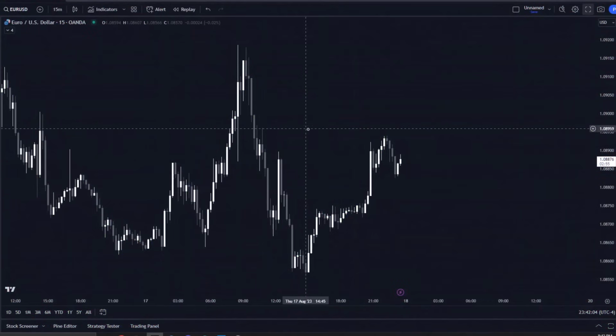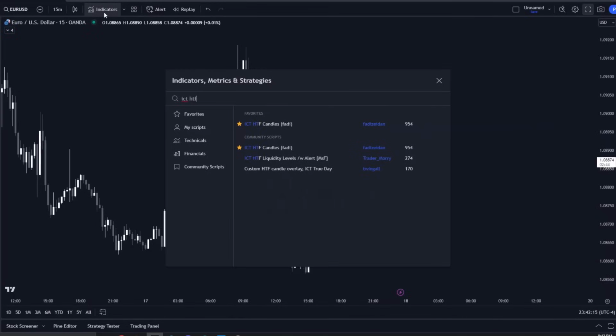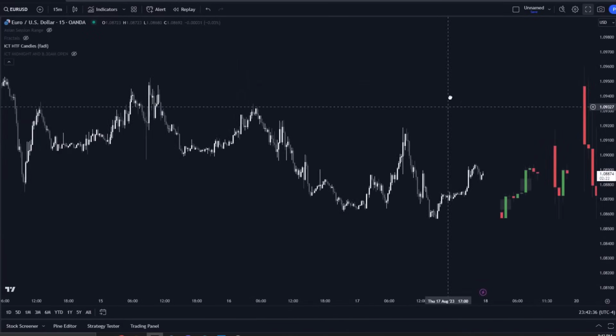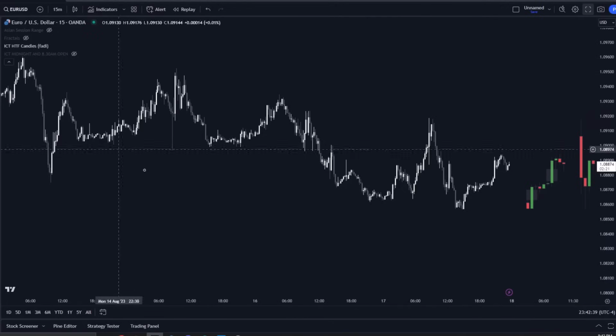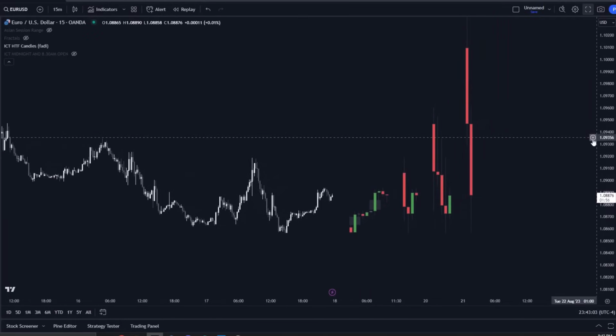Now the fourth indicator, and it's really amazing. We're going to go to the indicator and we're going to type ICT HTF, which is higher time frame candles by Fatty. Click on it. What do we see here? Basically, instead of you switching between time frames, so let's say you use 3 time frames to enter a trade, or you want to check the higher time frame while being in your entry time frame. So instead of switching between time frames all the time, this is the solution right here.